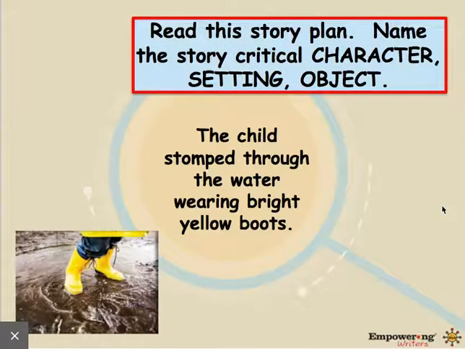So read this story plan. Name the story critical character, setting, and object. The child stomped through the water wearing bright yellow boots. The character is the child. The setting is the water, and the object are the bright yellow boots.